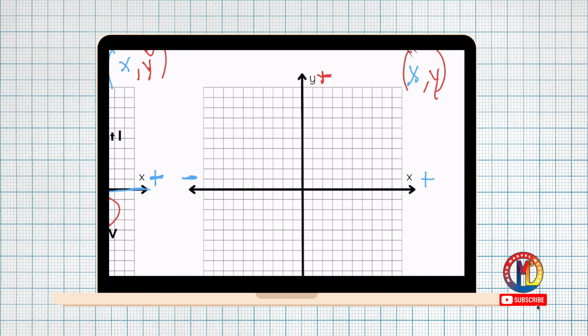Okay, so starting always, I start right here at (0, 0), and the first point we're doing is (1, 4). So for x, I'm going to go over 1 space, and then for y, I'm going to go up 1, 2, 3, 4 spaces. So my ordered pair, my coordinate point, lands right here, and I'm going to label it (1, 4). Okay, and it's in quadrant 1.